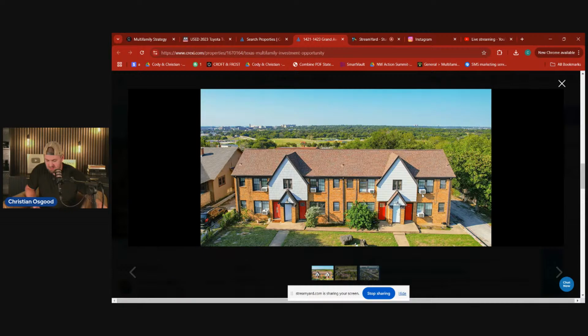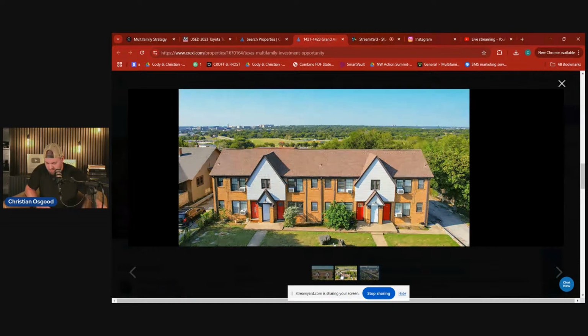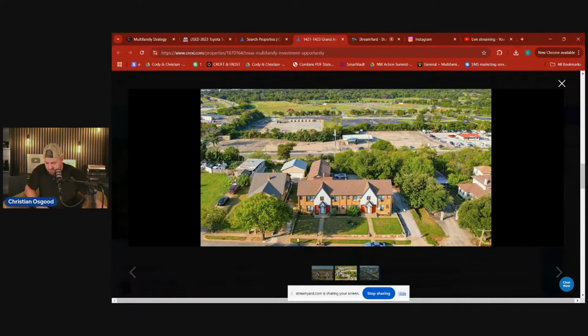Exterior looks immaculate. It looks like they've done a facelift on this recently, would be my guess. With the new roof, they probably repainted. So this is all probably done, I'm guessing it all got done in 2022, so probably within the last 2 years. But I can definitely see some deferred maintenance.